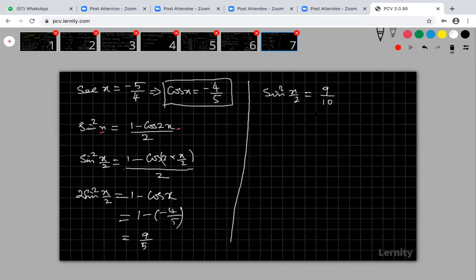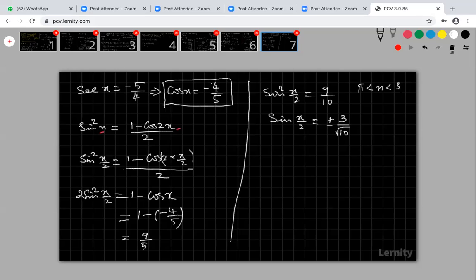What is my sin x by 2? My sin x by 2 is nothing but plus or minus root of this. Root of 9 is 3 and this is root 10. Okay, plus or minus is there. Look at that, my x lies between pi less than x less than 3 pi by 2.